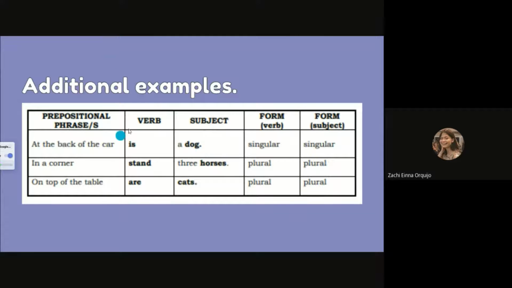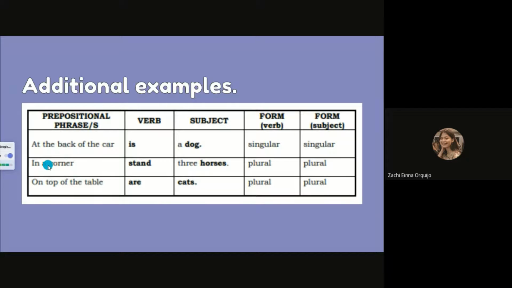So basically, nag-a-agree or tama yung verb na ginamit natin kasi yung subject natin ay isa lang naman, which is a dog, no? Isang dog lang. So that's why we use the verb is kasi isa nga lang yung subject natin or singular lang. So our verb is singular and our subject is singular. That's why they agree or tama yung paggamit natin.